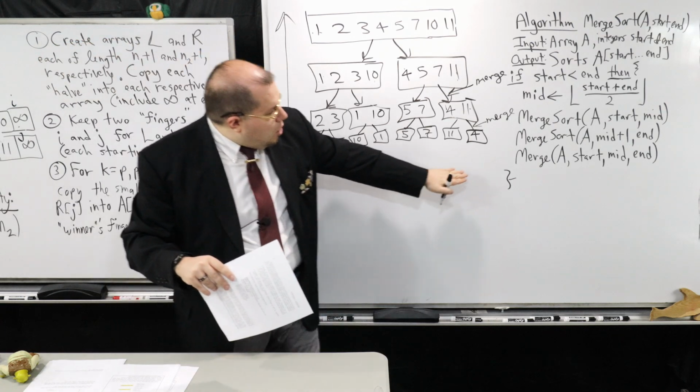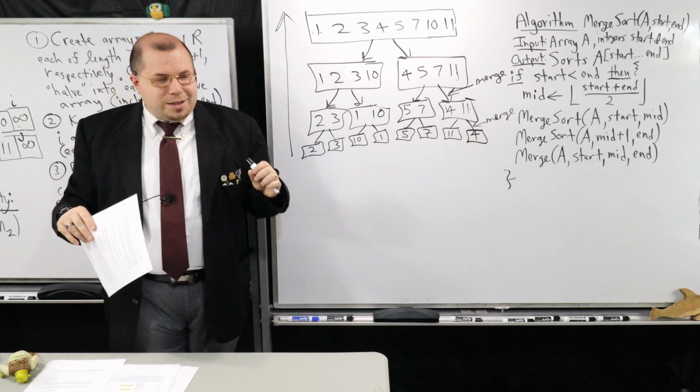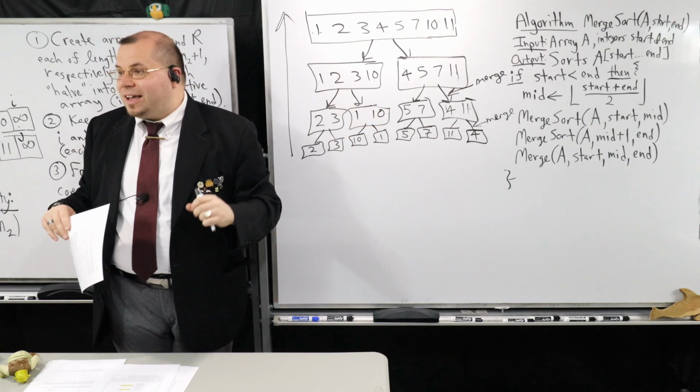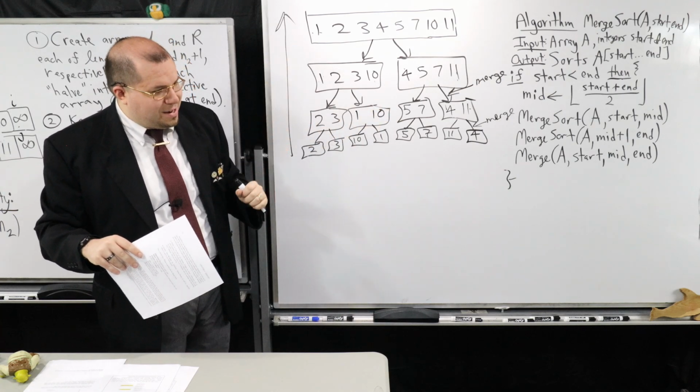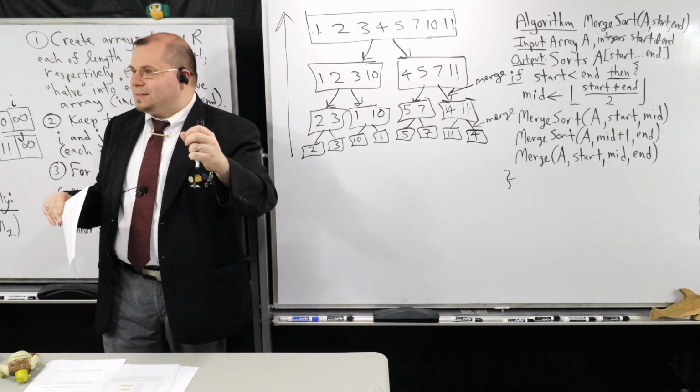And that's what this conquer phase does. This is all being done by this line in the algorithm. In each one of the calls, it performs merge after it performs these two recursive calls. And that's what we're actually going through in this process. So are there any questions about this at this point?